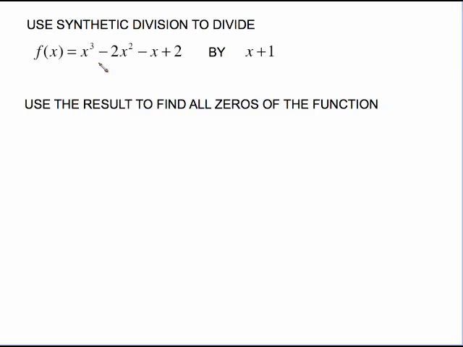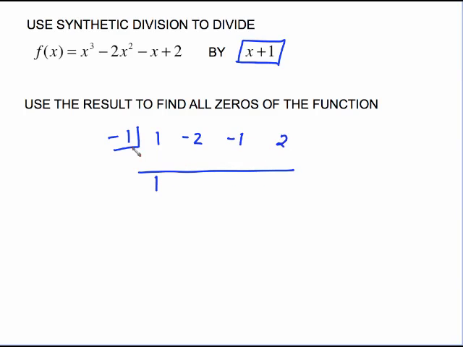Now, sometimes the directions are a little bit different, but it's asking you to do the same thing. It says use synthetic division to divide this out, and then use the result to find all the zeros of the function. Same deal. However, because this is the factor x plus 1, this is where I need to do my sign change. Negative 1, and then fill in my other signs here.